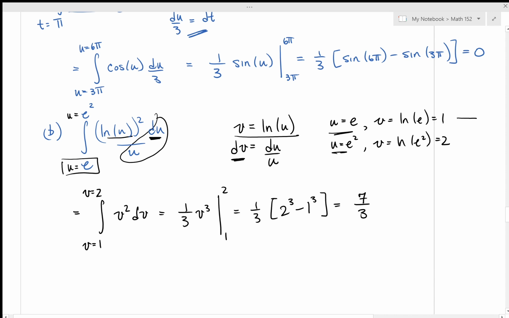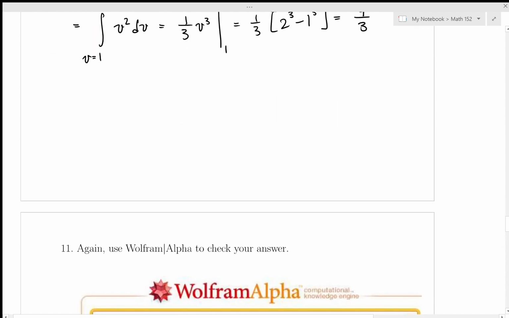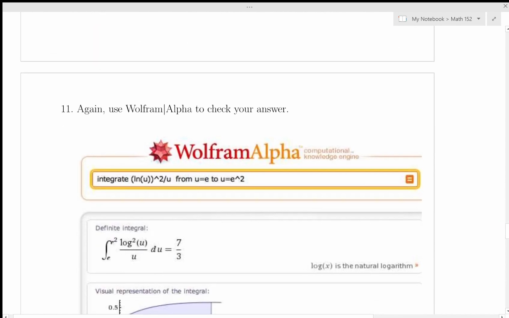Answer. It's a definite integral. The answer will be a number. Okay. Similarly here, you can use Wolfram Alpha to check your answer. So here's how you enter that. The little caret sign means to the power of. Make sure you use brackets. You enter integrate, you enter the function you want to integrate, and then you just say from u equals e to u equals e squared, and then it understands what you're saying.